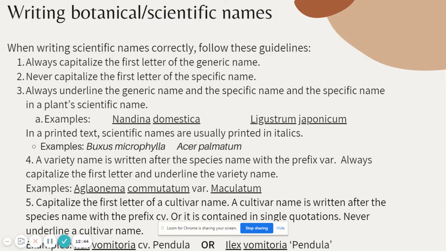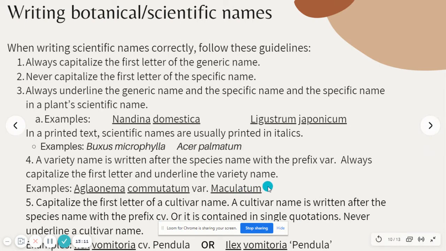Number 4 is the variety. You can follow up the species name with the prefix VAR. So you see an example there. Here's my genus, my specific name, VAR, and that tells the reader that maculatum is my variety. Always capitalize the first letter of the variety name.